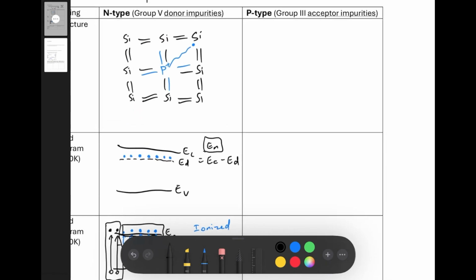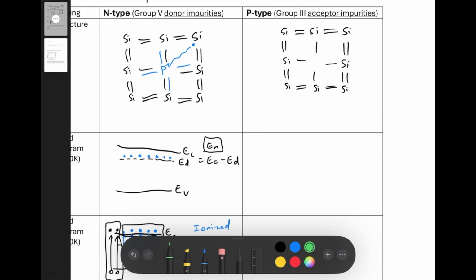Alright, so now let's look at p-type doping. For this example, I'm going to still use silicon, but I'm going to use boron as the dopant. So of course this is originally still the silicon lattice. Now, instead of using phosphorus, which has 5 valence electrons, we are going to use boron, and I'm going to use green color for boron.